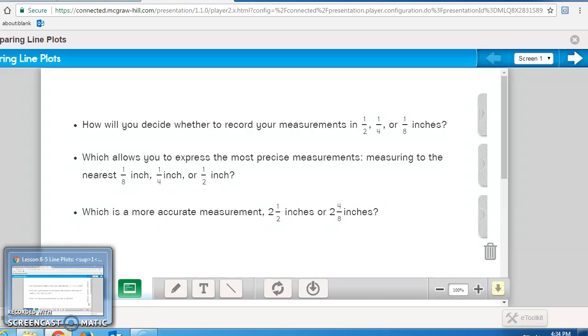So look at the next one. It says, which allows you to express the most precise measurements? Precise means accurate. Measuring to the nearest eighth inch, fourth inch, or half inch. Measuring to the smallest unit will give you the most precise measurement. So in this case, it would be the eighth inch. So which is a more accurate measurement? 2.5 inches or 2 4/8 inches? Hopefully you notice they are equally accurate since 1/2 and 4/8 are equivalent fractions.